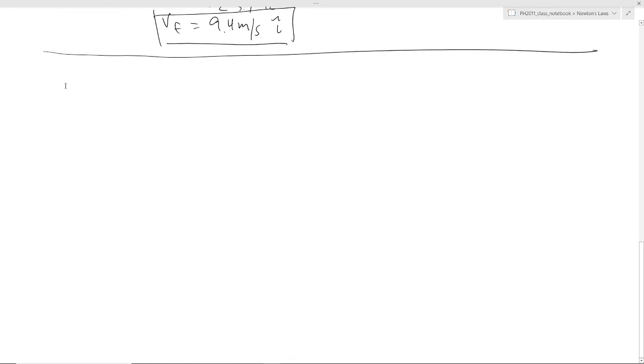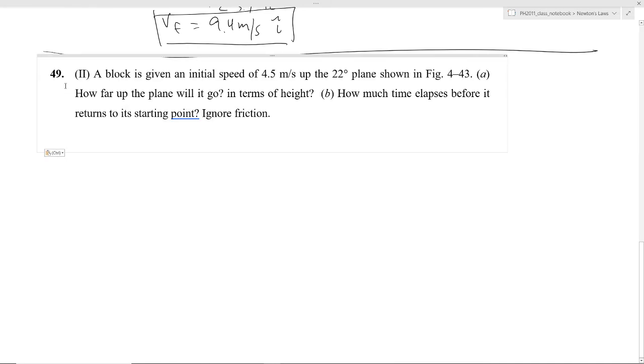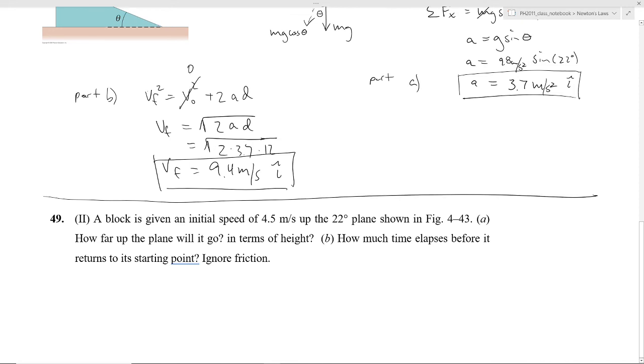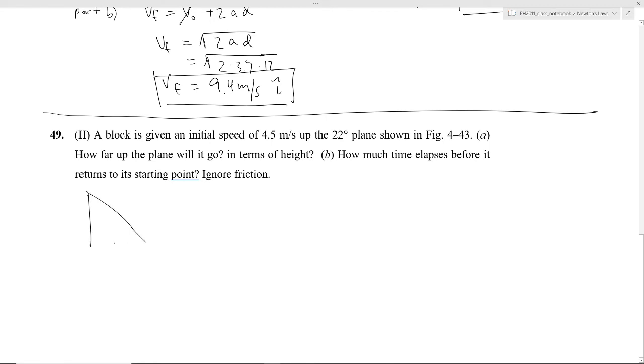So this example: a block is given an initial speed of 4.5 meters per second up the 22-degree incline. A, how far up the plane will it go, in terms of height? And B, how much time elapses before it returns to its starting point? Now, this is very similar, except we have an initial velocity. So, let's give ourselves a picture here.